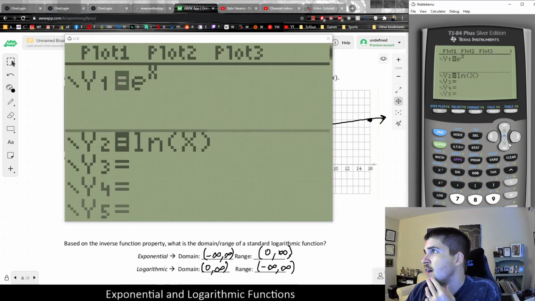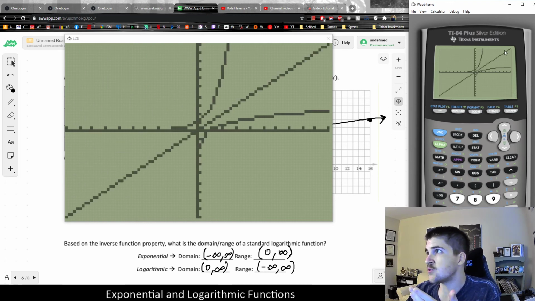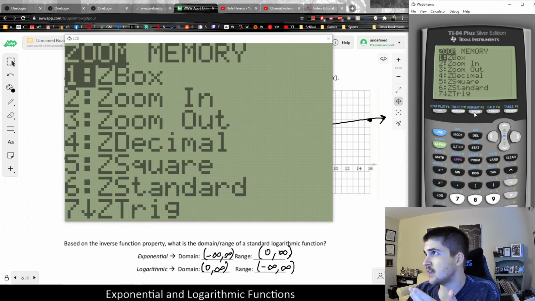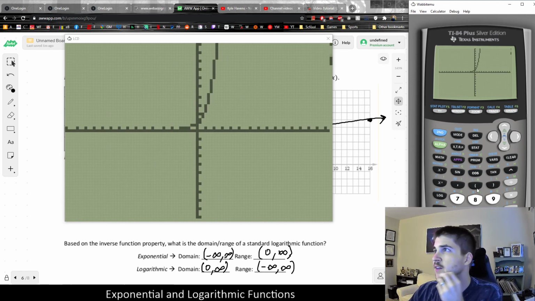And also, if I graph alongside of this the line y is equal to x, remember that was the line of symmetry between a function and its inverse. And we can see that those graphs are the same on either side. And especially if we zoom square, it will fix the skewing of the graph, and we can really view the symmetry.